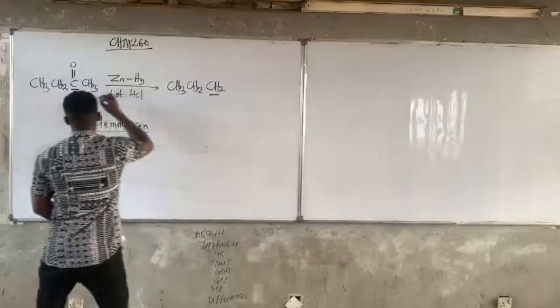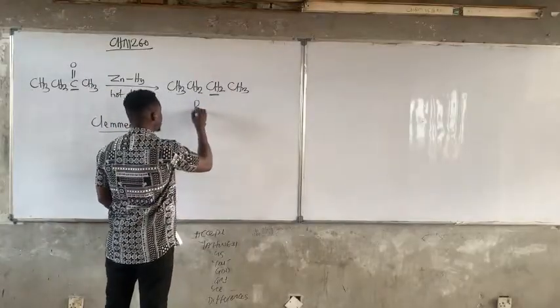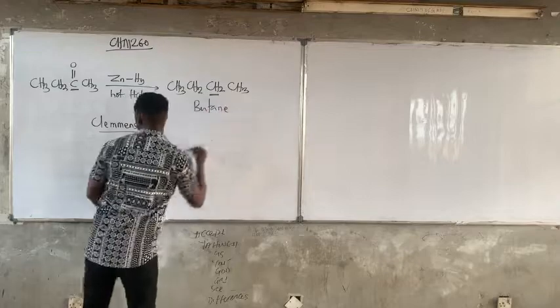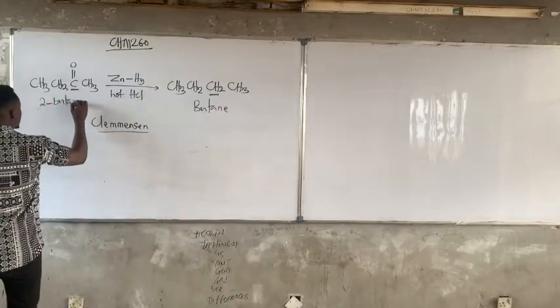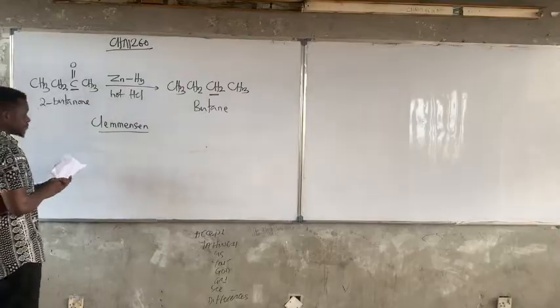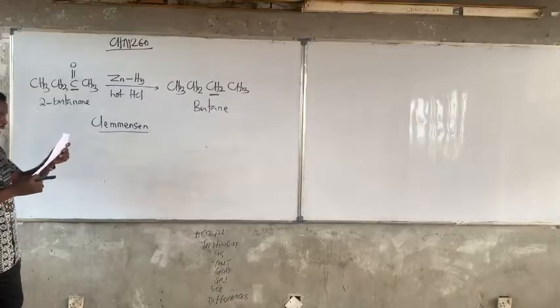Now the work of this is to convert this C=O to CH2. So this is the reaction. This is butane, and this is 2-butanone. That's question number 8. Now question number 9.